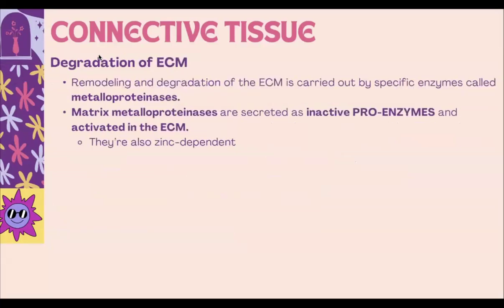Okay, then we're talking about how connective tissue is degraded. So you have enzymes called metalloproteinases, or specifically matrix metalloproteinases. These come and help in changing the shape of the ECM, changing its components, and degrading it if needed. And so matrix metalloproteinases are inactive proenzymes and they're activated when they're in the extracellular matrix. Important point to note for sure.